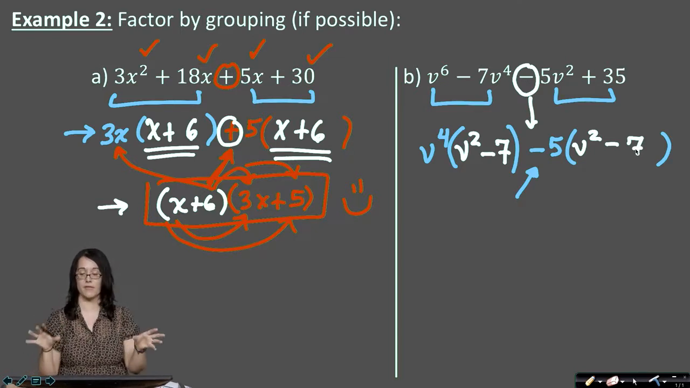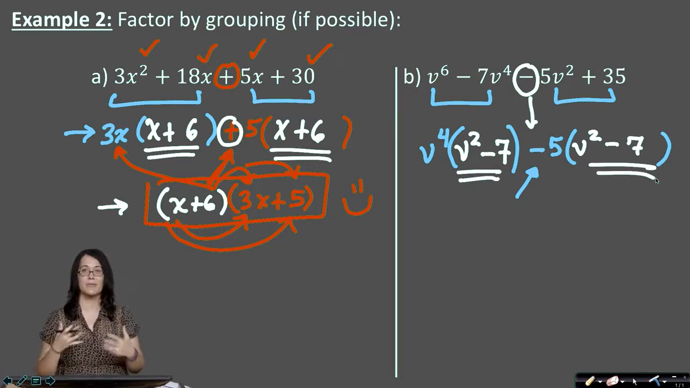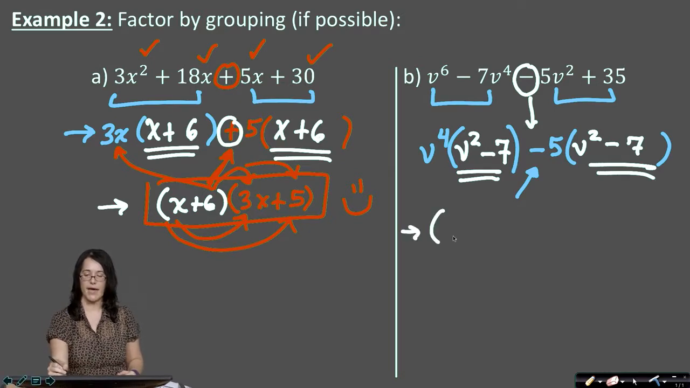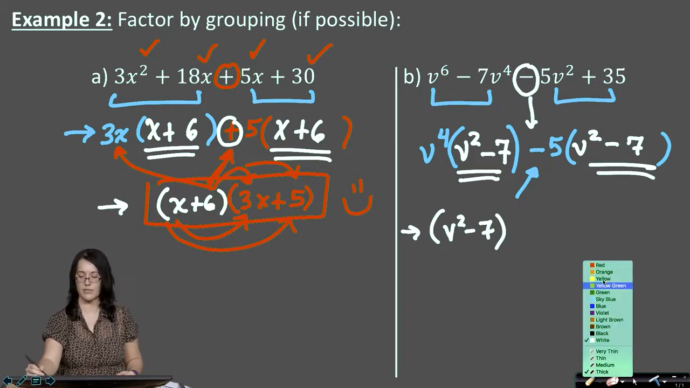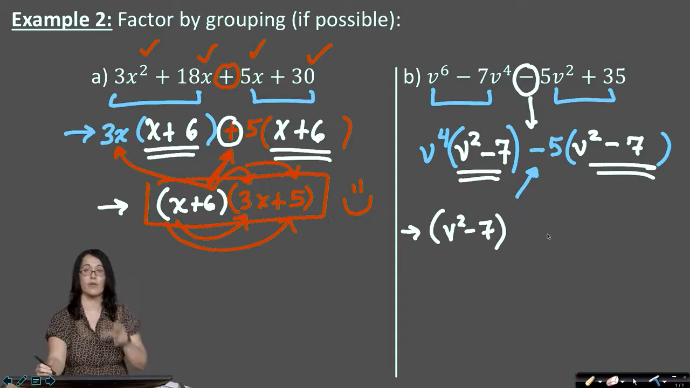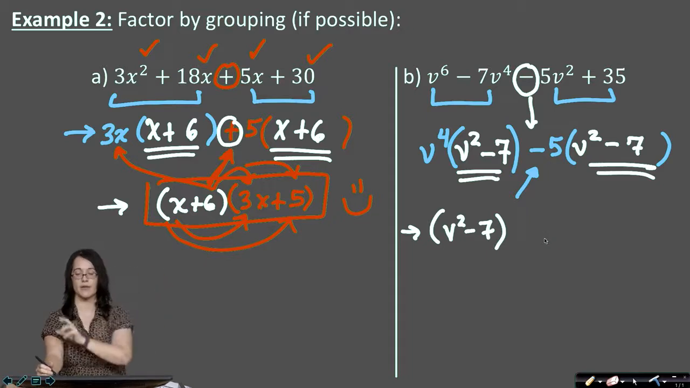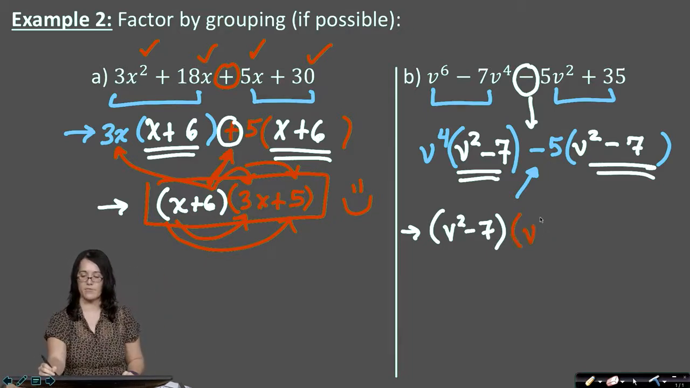Now, the beauty of this part of choosing the negative 5 is that we have exactly the same binomials now, don't we? So this is something we've seen a few times now in this video, which means we're going to be able to factor out that binomial they share in common, v squared minus 7. This is a very important skill if you're going on in algebra and calculus, the whole sequence. We are going to see this over and over again, recognizing things that we can pull in front they share in common. So that's v to the 4th minus 5.